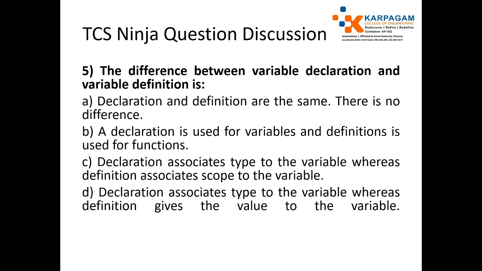Declaration associates the type with the variable. So it just informs the compiler what type of variable you are going to use for storing the data or handling the data. Okay. And the definition gives the value to the variable. Definition means you may set some value for a variable. You may assign or initialize the value for a variable. So definition means giving the value to the variable. Declaration means we are associating a type with the variable. So answer D is correct.